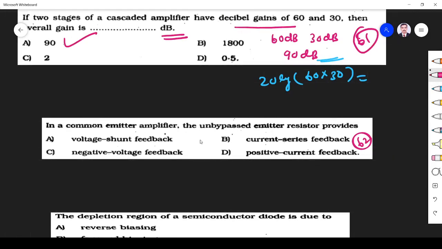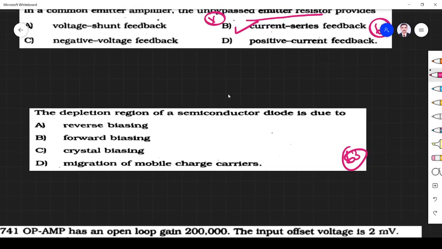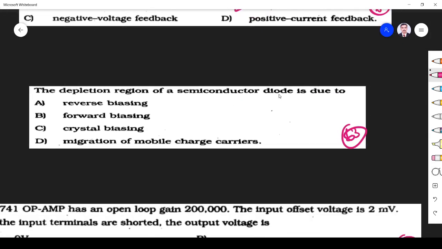Next one, in a common emitter amplifier, the unbypassed emitter resistor provides, right? This question they have already asked: current series feedback. It is a very important question. They are asking it many times, right? So an unbypassed emitter resistor provides current series feedback. The depletion region of a semiconductor diode is due to migration of charge carriers.